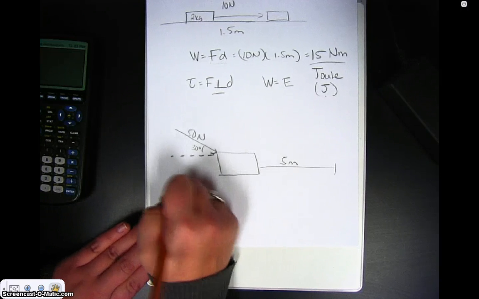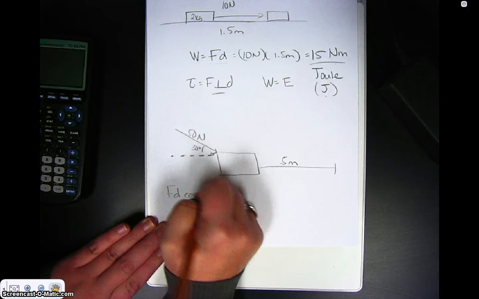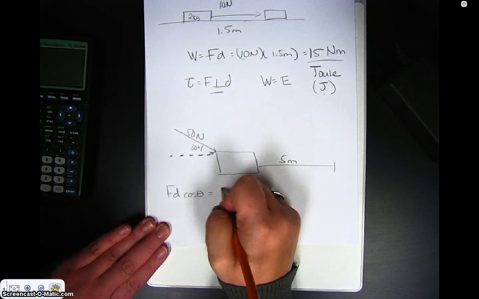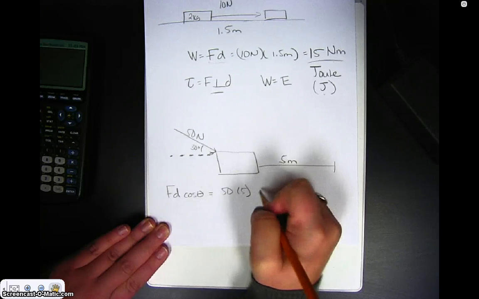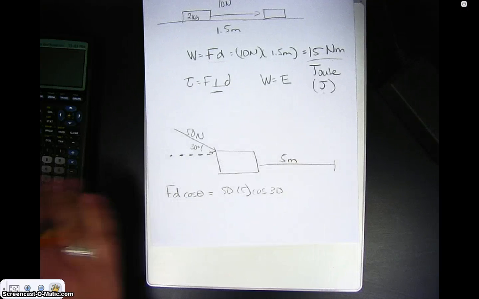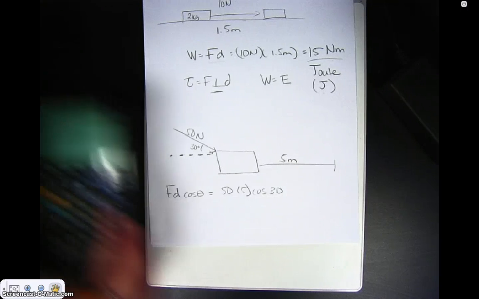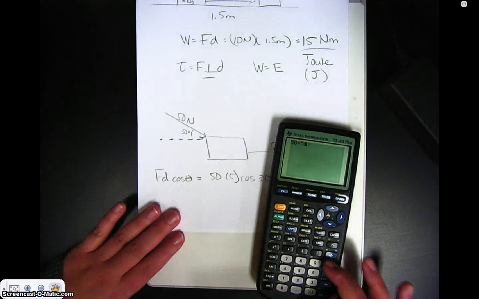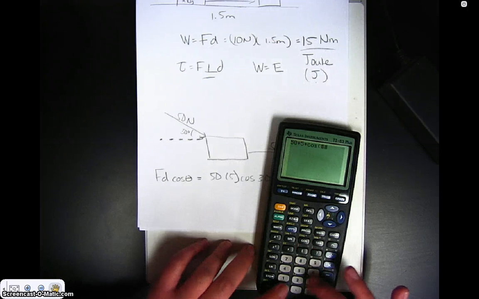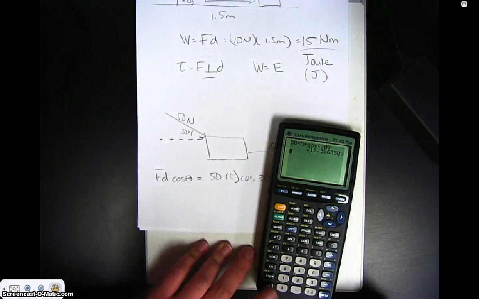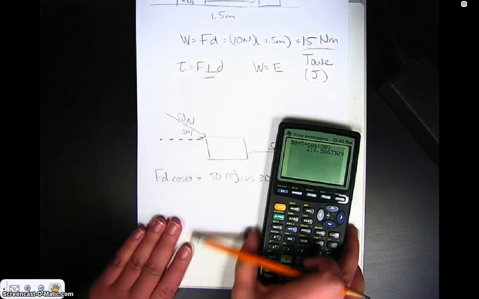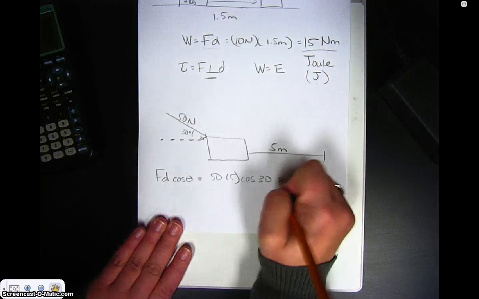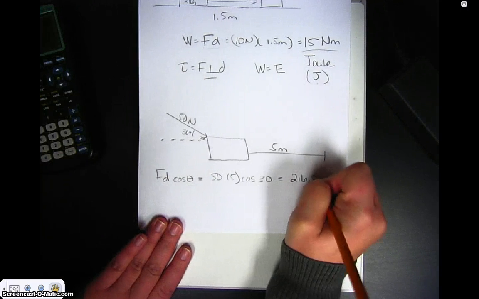Remember the equation was F D cosine of theta. So we're just going to take 50 times 5 times the cosine of 30. Let's punch that into our calculator. 50 times 5 times the cosine of 30, and I get 216.5 joules.